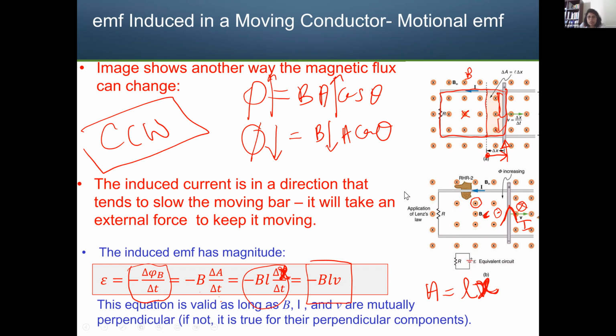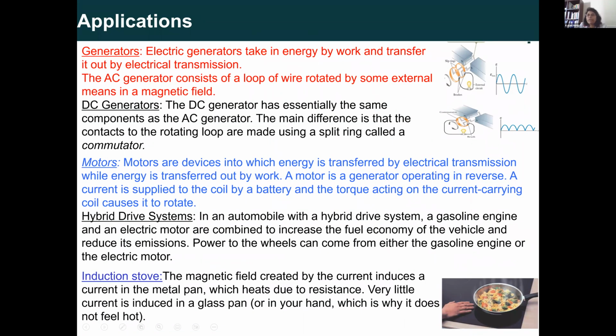Okay, so let's see why it's not okay. So now we're going to move into the applications. Actually, there are a lot of applications of this Faraday's law and combination of electricity and magnetism. So one thing is the electric generator. An electric generator basically takes the energy from doing work and transfers it to electrical transmission. That is the kind of thing that we have in here. That is called the electric generator, right?